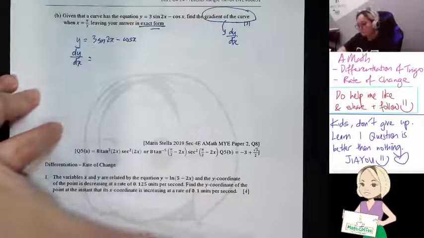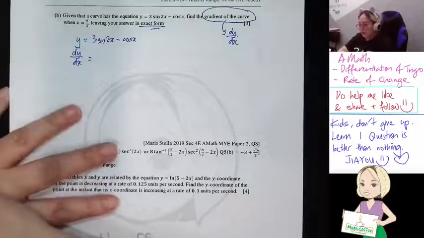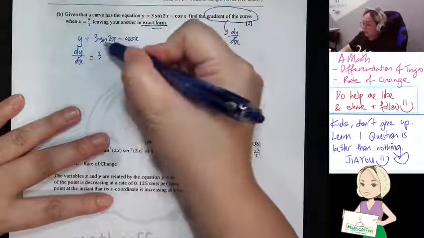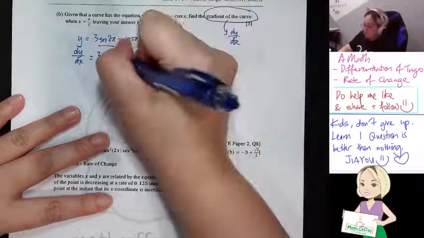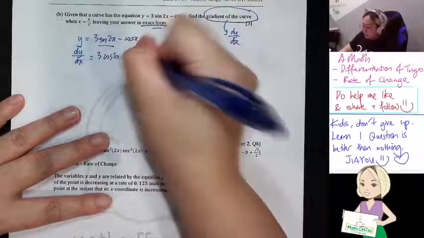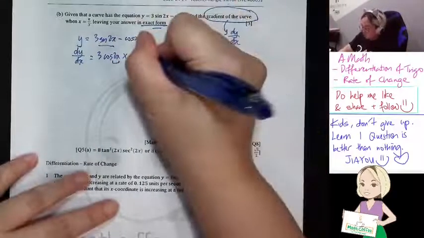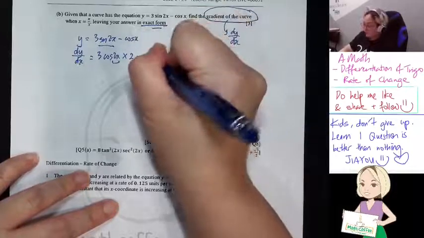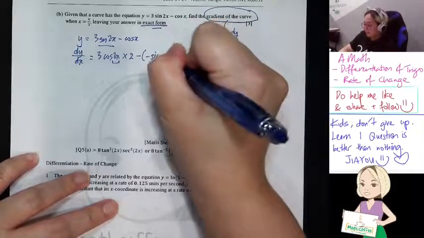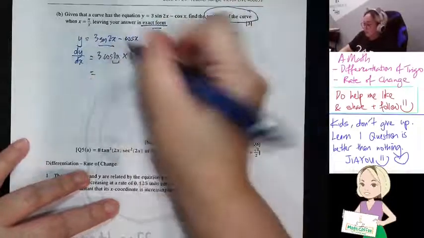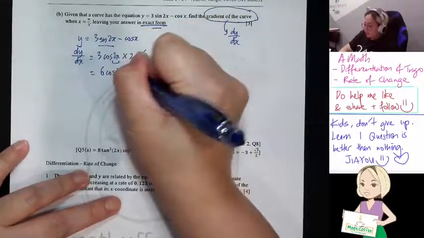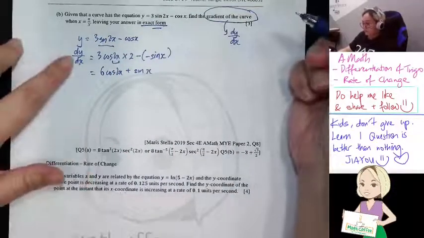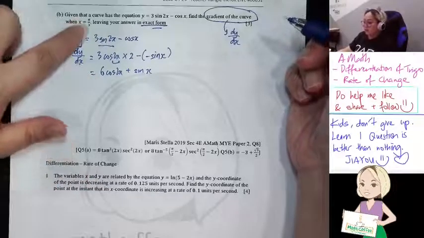Okay, so to differentiate sine 2x, the 3, just put it there, no need to change anything. So I differentiate my sine 2x, which is cosine 2x, multiplied by differentiating the angle, which is 2. Differentiating cosine x itself is minus sine. So actually this is minus bracket minus sine x. So to simplify, I will have 6 cosine 2x plus sine x. Okay, then now I'm going to substitute in x is equal to pi over 3.